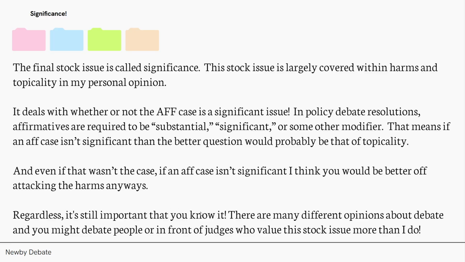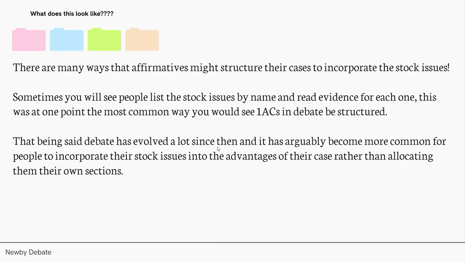But regardless, it's still important you know it, because there's some people that might value this stock issue more than I personally do. What does this look like? So there's a lot of different ways that the affirmative might structure their case to incorporate the stock issues. Sometimes you'll see people identify them by name.